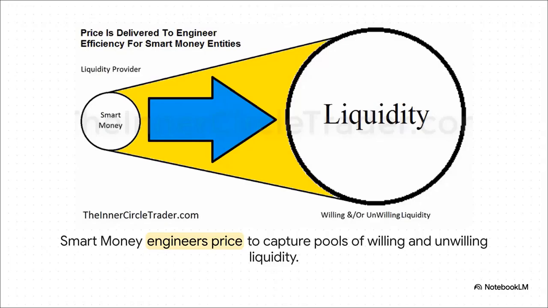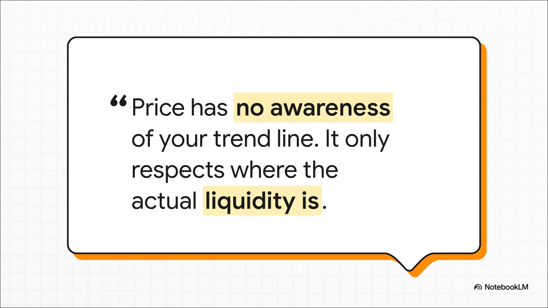And here's the kicker. Smart money, the big institutional players, they need massive amounts of liquidity to fill their huge orders. So what do they do? They actually engineer price moves specifically to run into areas where they know retail traders, like us, have placed all of our stops. As ICT himself says, price has no awareness of your trend line. It only respects where the actual liquidity is. Think about it, it's just an algorithm. It's not looking at your drawing. It only knows one thing: where are the orders? The market is drawn to those pools of stops like a magnet.